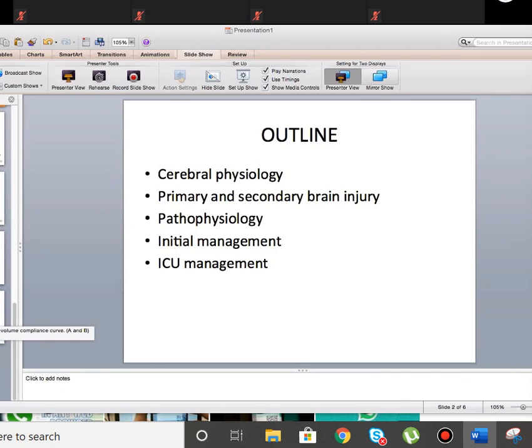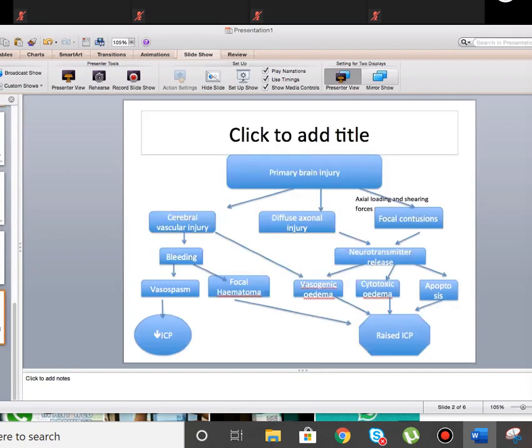Can anybody tell me what happens in primary brain injury? I know it's a bit complex. Do you know what happens in primary brain injury? Like if you consider the contents inside the cranium, you can tell. So I have a small slide for that. I'll describe it. Can you see this one?